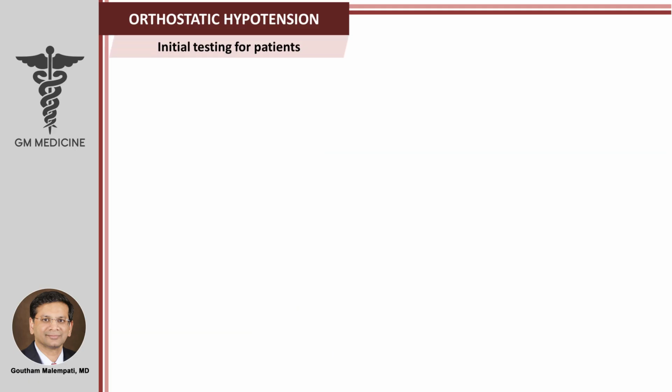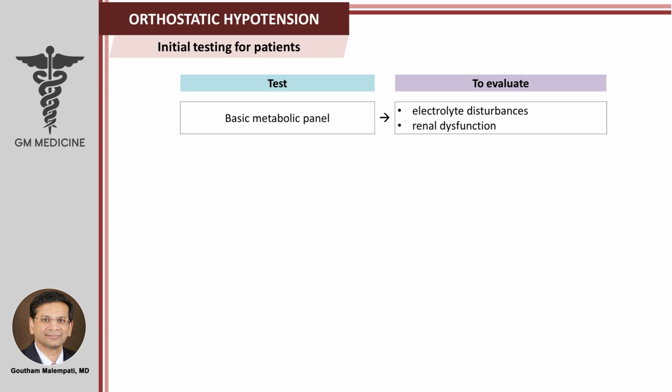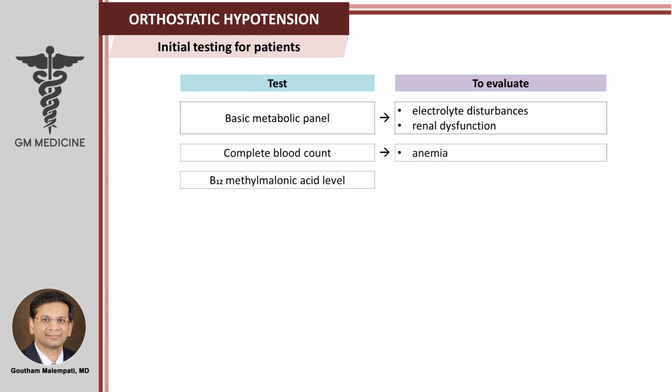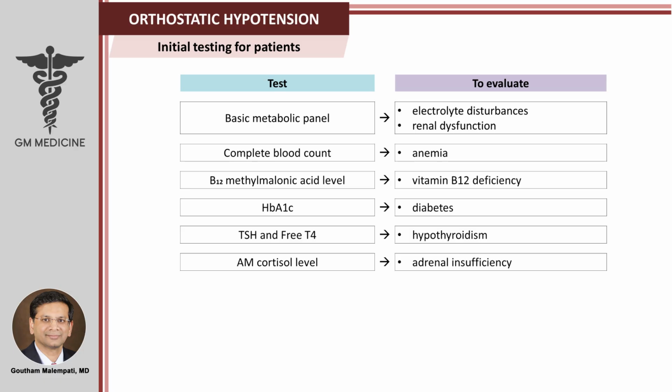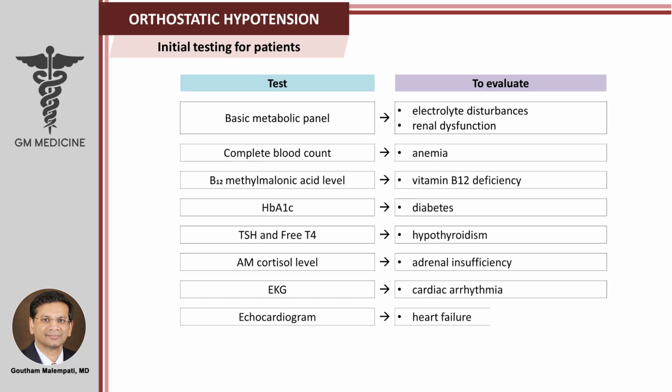Initial testing for patients with orthostatic hypotension: basic metabolic panel to evaluate for electrolyte disturbances and renal dysfunction, complete blood count to evaluate for anemia, B12 and methylmalonic acid level to evaluate for vitamin B12 deficiency, hemoglobin A1C to evaluate for diabetes, TSH and free T4 to evaluate for hypothyroidism, AM cortisol level to evaluate for adrenal insufficiency, EKG to evaluate for cardiac arrhythmia, echocardiogram to evaluate for heart failure, urine drug screen to evaluate for substance abuse.